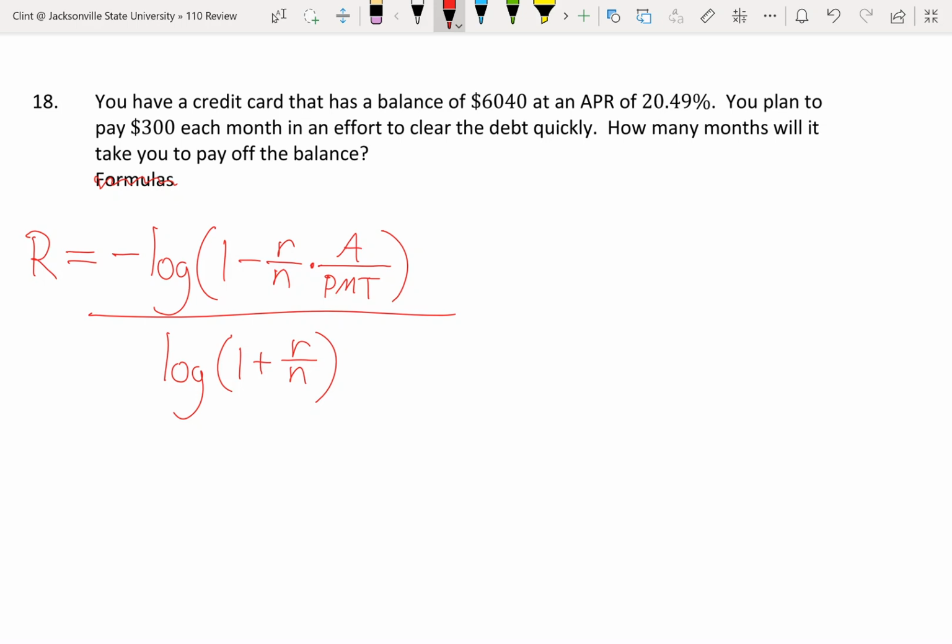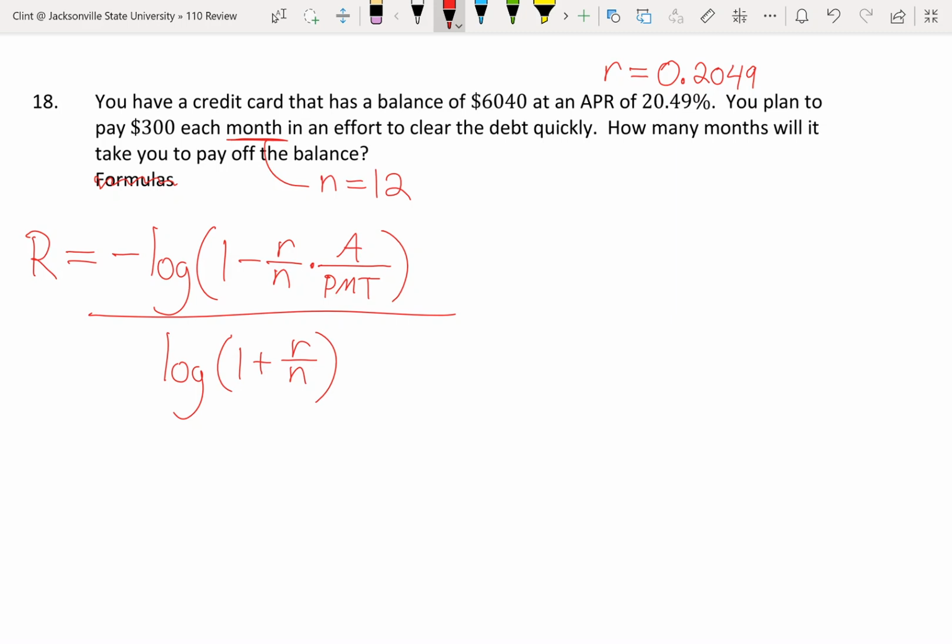So here, A is the amount of money we owe, 6040. Our APR is 20.49%, so it's going to be 0.2049. We're going to pay $300 each month, so that's PMT. We're making monthly payments, so N will be 12. And so, I'm going to do the top, write that down, do the bottom, write that down, and then do the division at the end.